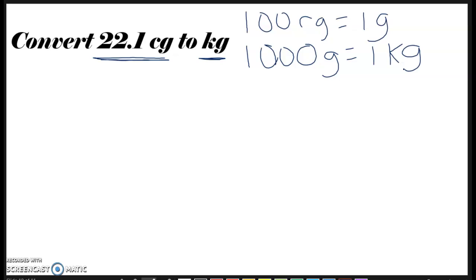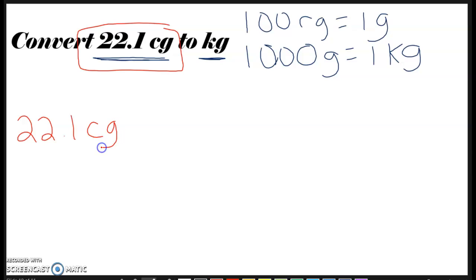So this time I'm going to have to do 2 steps in my dimensional analysis, not just one, to go from centigram to kilogram. But we start off with our given, 22.1 centigrams. And if you want to write that over 1, you can. So first up, we need to get rid of this centigram unit. So we will use this conversion first.